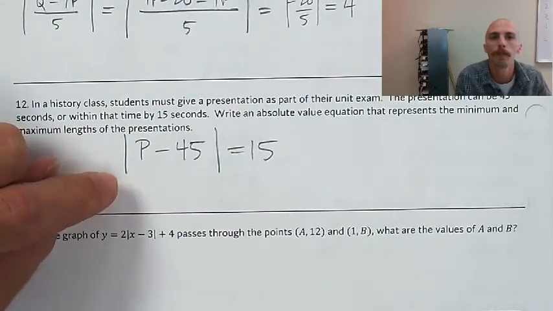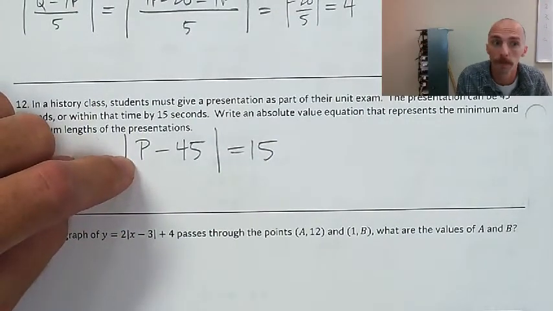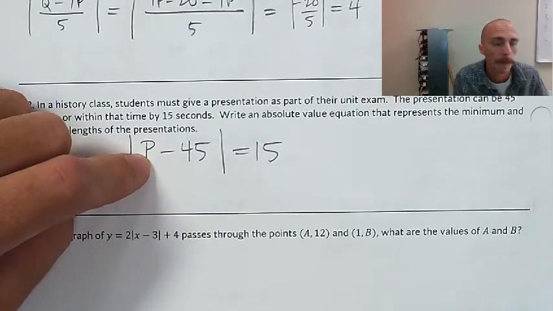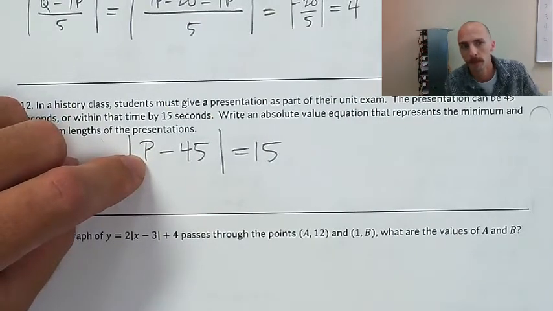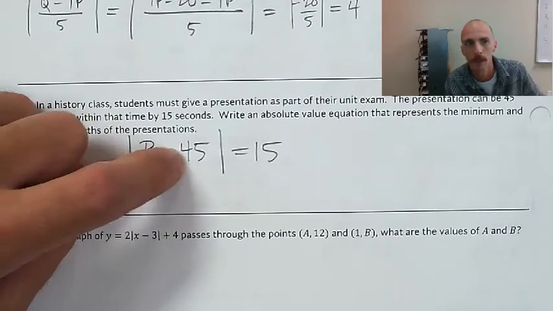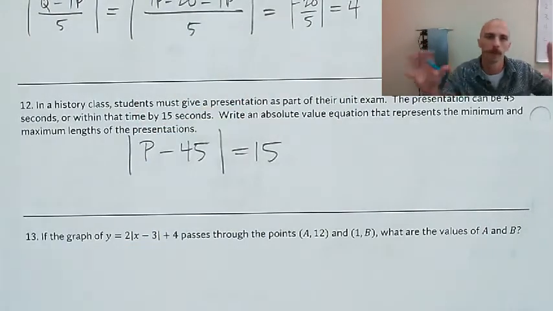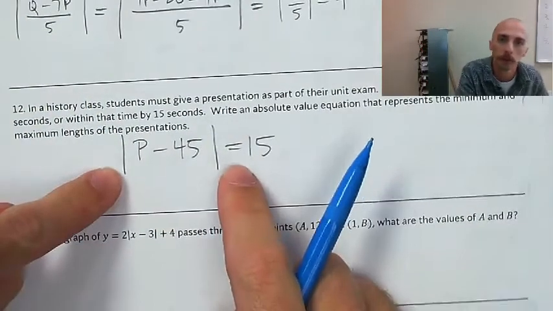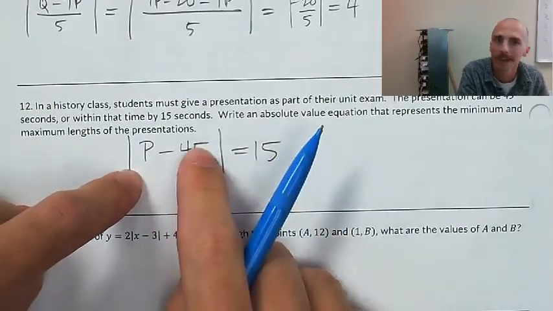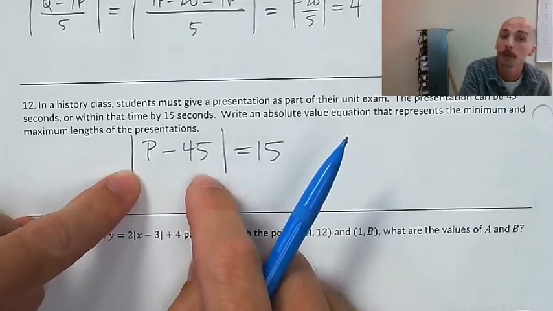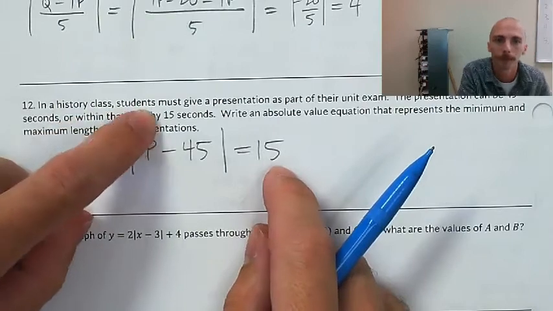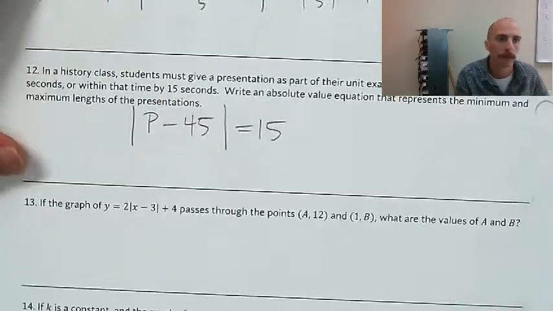And what that means is that, okay, if a presentation goes longer than 45 seconds, this is going to be a positive number. Okay. But if it's short by 15 seconds, then this would come back negative. But we don't want to have two different situations. We just want one equation to make that work. And that's where we take the absolute value of the variable minus the center, the value you're supposed to have, equals the maximum amount of error, or the amount you're off by, something like that.